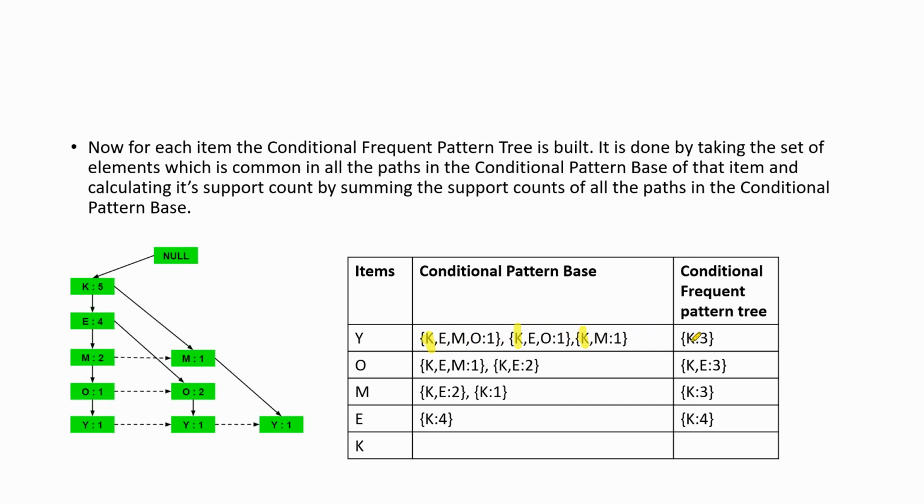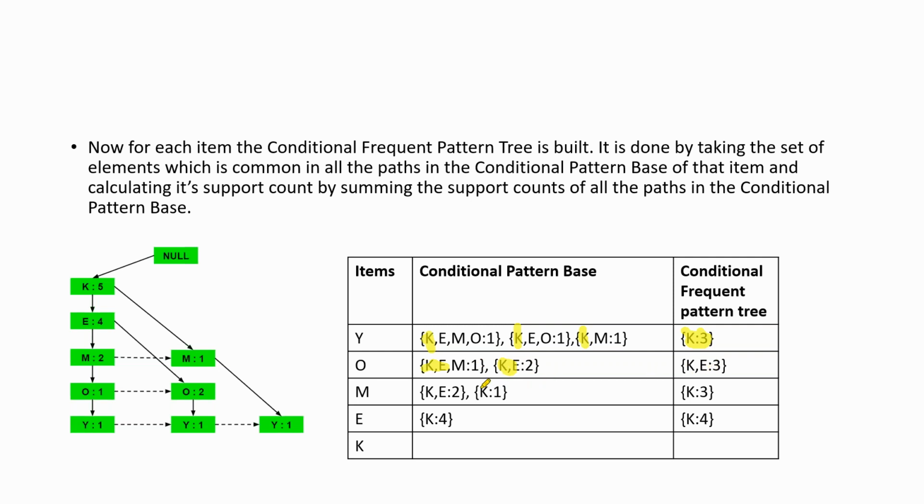So we will write K, and how many times is it appearing? 1 plus 1 plus 1, that is 3. So that's why the conditional frequent pattern tree for Y is K with frequent count as 3. For O, these are the two sets, and what is the item which is appearing in these two sets? That is, KE is here and K is also here. So we will write KE, and the count will be 2, because the count given here is 2, plus 1. So the count for KE will be 3.